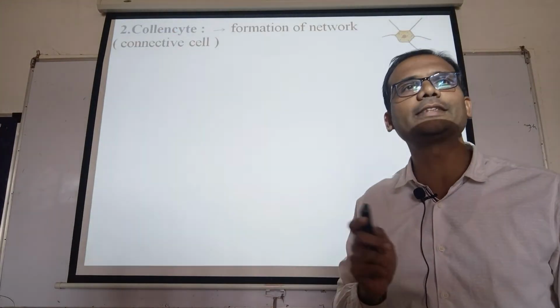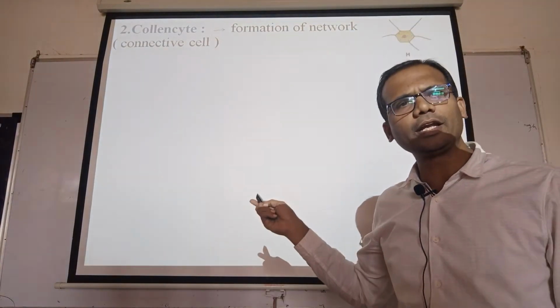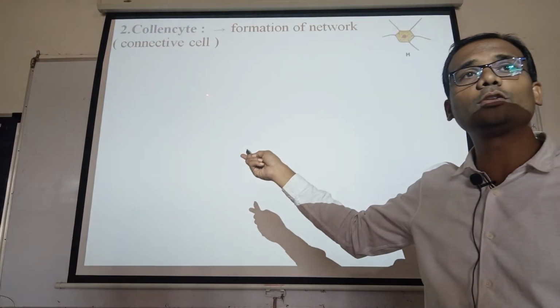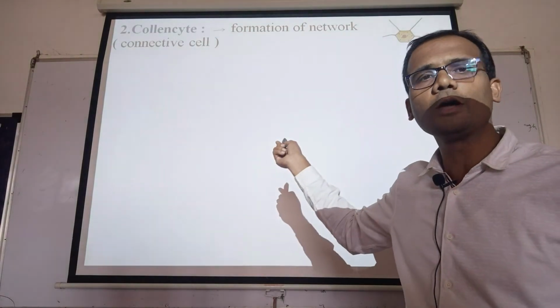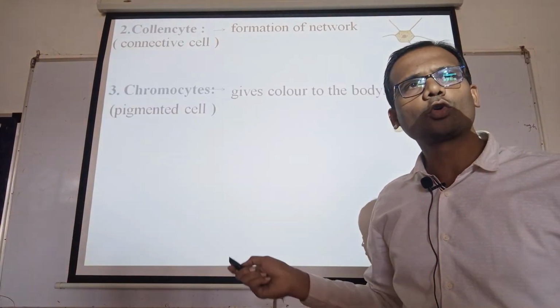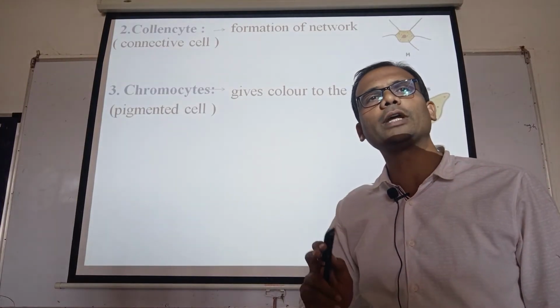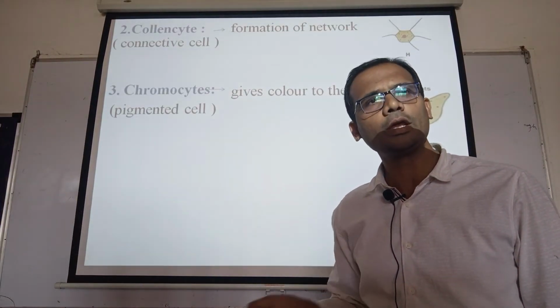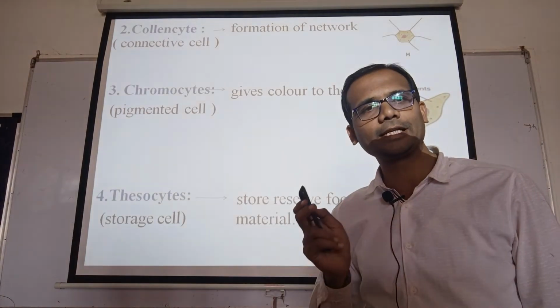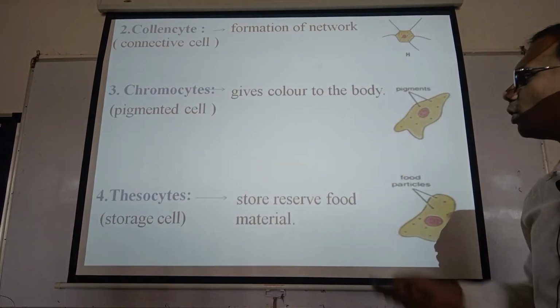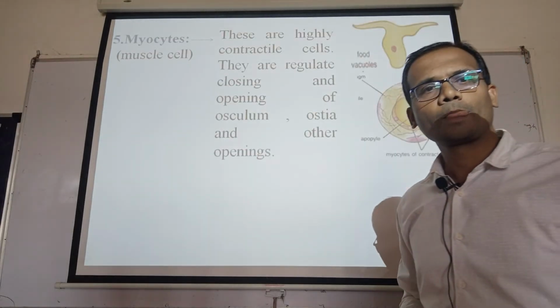Next is the collencyte cells. The name simply indicates what these cells are. Collencyte cells are nothing but connective cells which form a network. Next is the chromocyte cells, which are the pigmented cells that give color to the body. Next is the thesocyte cells, which store the reserve food material.